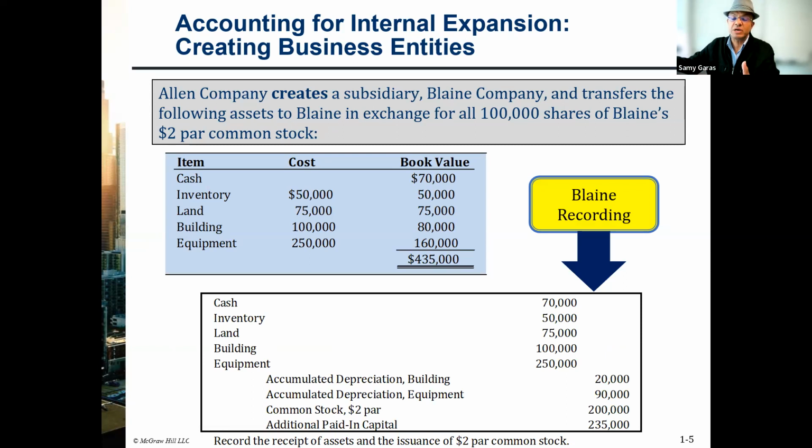Because the subsidiary is going to receive those assets, it will record all the assets as debit, accumulated depreciation for both assets as credit, and then credit common stock for $2. And if there is any extra amount above the par value of the common stock, it will go to additional paid-in capital. So here we can see a parent company creating a subsidiary from zero.